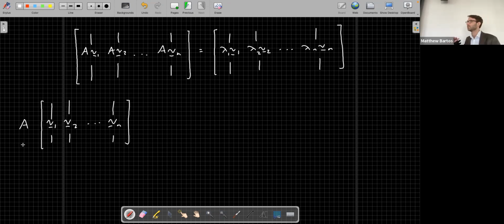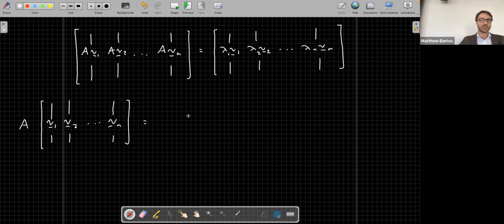Okay. Who can kind of see why this is the case? Right, we have that each of these columns here, if we multiply them by A, we get the first row of A times the first column V1 and so on. So we can actually just factor out A from this matrix here and just put it on the left-hand side.